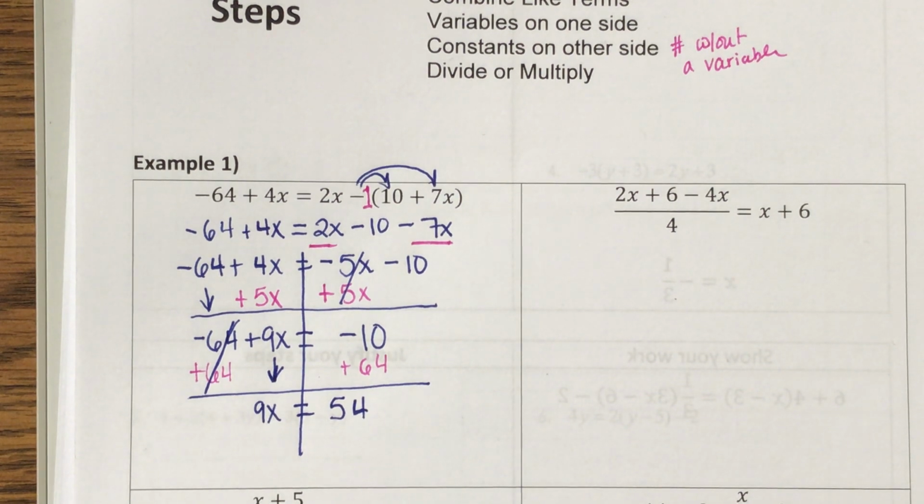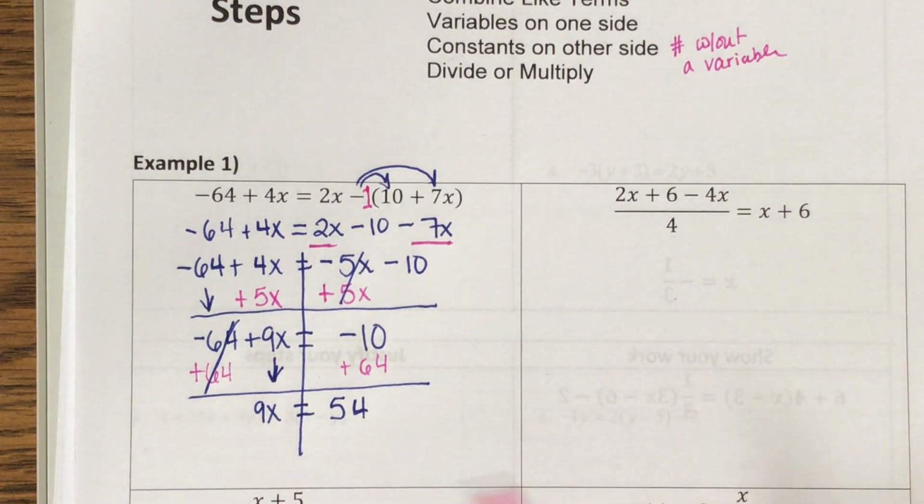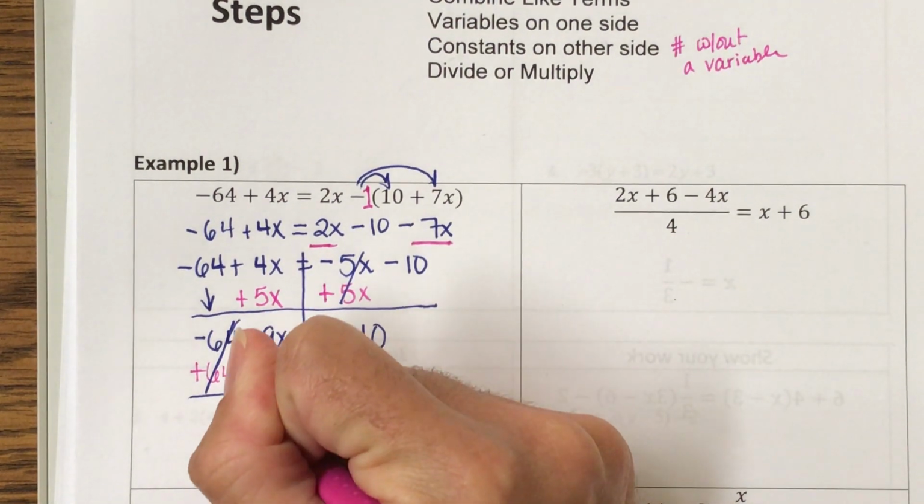I'm going to undo multiplication by division. Or you can always say 9 times what is 54. So I'm going to divide both sides by 9.